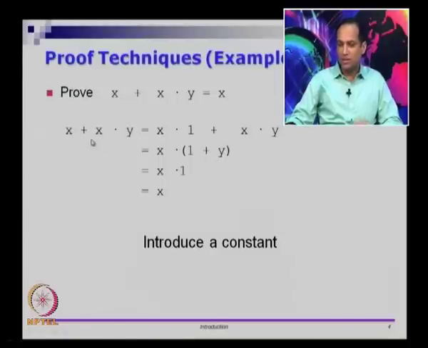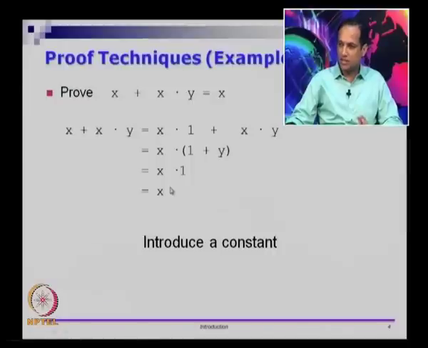One usual technique is to try and introduce a term. In this case x is ANDed with 1; sometimes you OR it with 0. Here we want to simplify x or x and y. If you introduce a term and 1, it does not change the value of the expression. Once you do this, you have x which is common to both the terms, so you can take x out. This expression is the same as x and 1 plus y or 1, or 1 or y. So 1 or y we know is 1, and x and 1 is x.